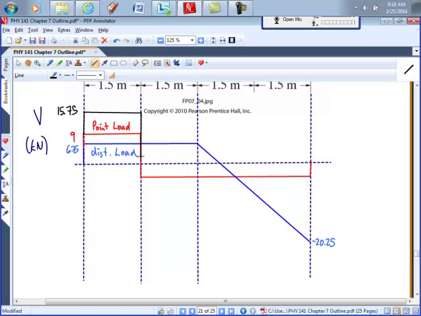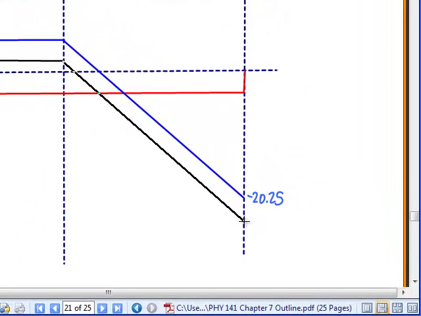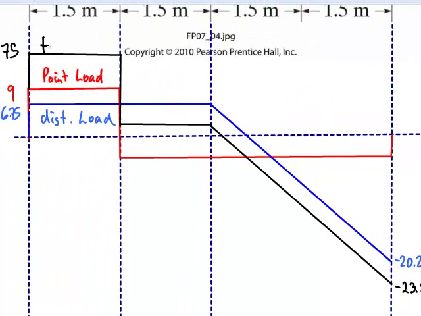And then what's going to happen? It's going to go straight to the right until we reach here. And then it's going to decrease at steady slope, the same slope as before. So it's going to reach a final value down here of negative 23.25. And this is total shear.